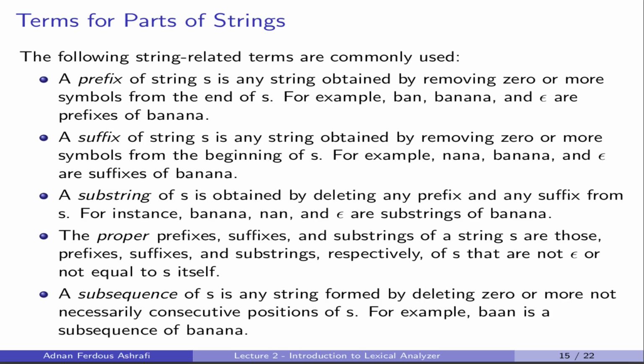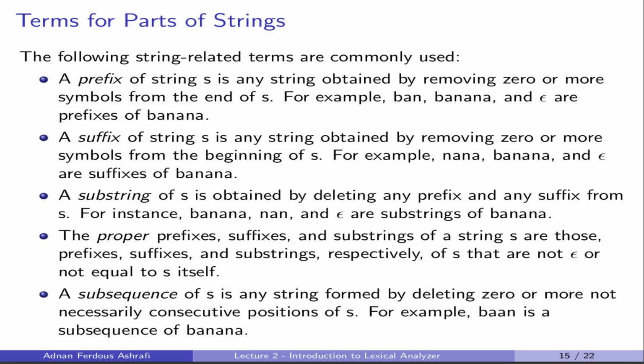Alright. So now comes one important thing: a string has several parts. So a string generally consists of these 5 common parts, alright? So the first thing is called a prefix. A prefix of string s is any string obtained by removing 0 or more symbols from the end of s. In very simple language, a prefix is a sequence of characters present at the beginning of the string, okay? Any number of elements.